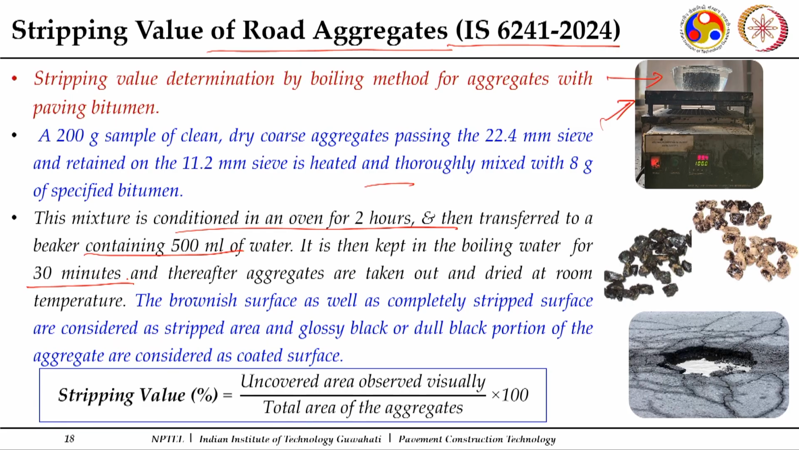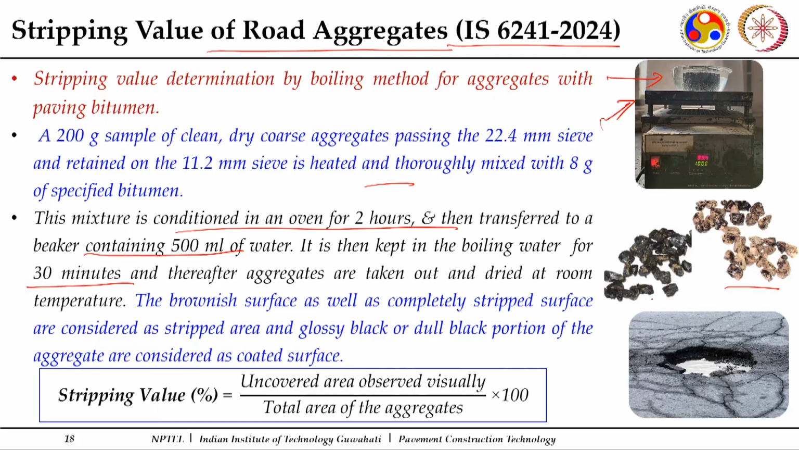At these high temperatures, in the presence of water, if the binder film gets removed, in due course of time some binder may come on top of the water, and you keep removing it. Finally, after these 30 minutes of boiling, you take out the aggregates, cool them down, and see on which aggregates the binder film has been removed. The brownish surface as well as the completely stripped surface are considered as stripped area. This is the portion of the aggregates having binder stripping, and these are the remaining ones where the coating is still available over the aggregate.